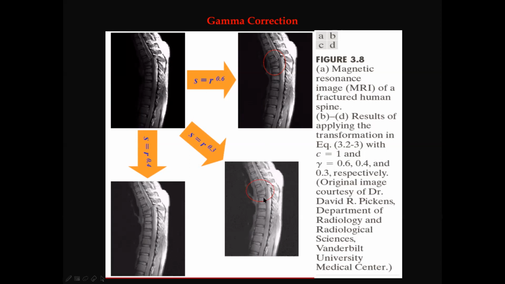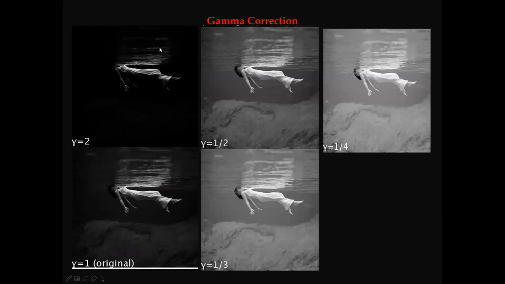After gamma correction only, we are able to find it, because it is the first image that contains more dark pixels. So here we can find the breaking of the spinal cord. Okay, and now you can examine the first image.